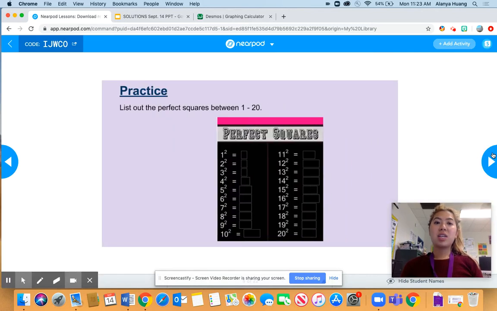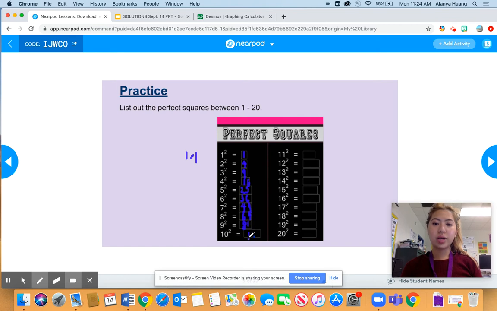So you have an activity to practice. You have to list out the perfect squares between 1 and 20. 1 squared is the same thing as 1 times 1, and that's going to be 1. 2 squared is 2 times 2, so that's 4. 3 squared is 3 times 3, 9. 4 squared is 16. 5 squared, 25. 6 squared, 36. 7 squared, 49. 8 squared, 64. 9 squared, 81.